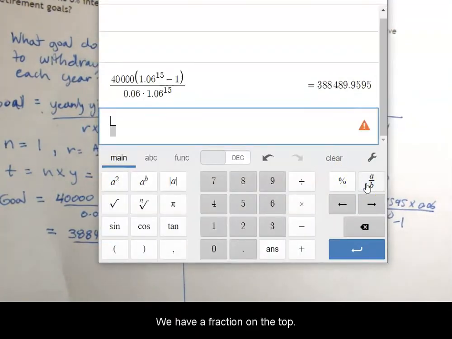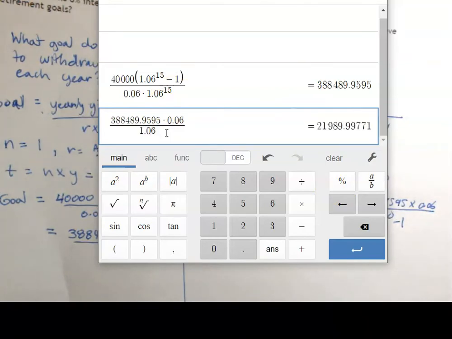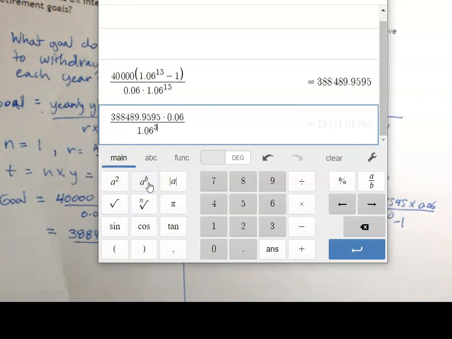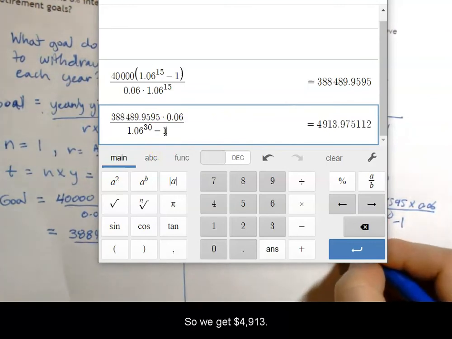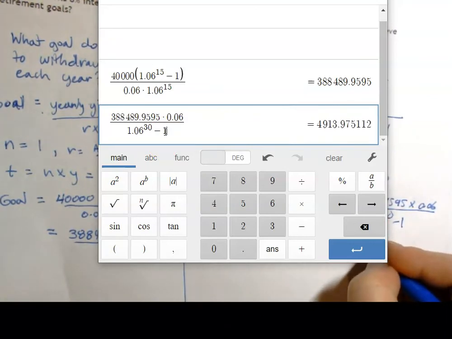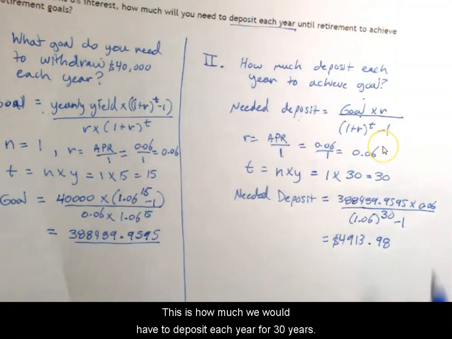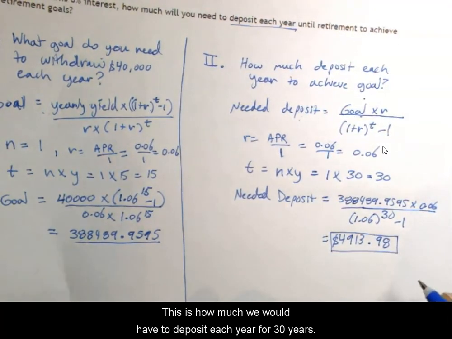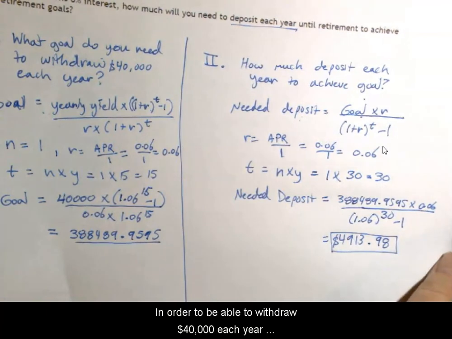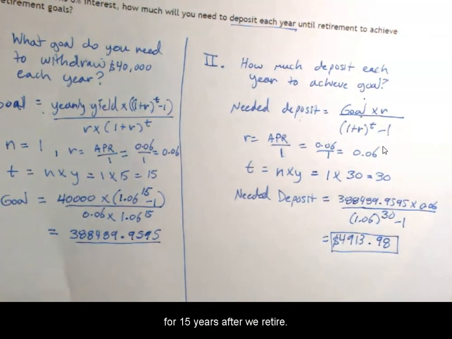We have a fraction on the top, a very large number, times 0.06, and on the bottom, 1.06 exponent 30, click outside the exponent, minus 1. So we get $4,913 and about 98 cents if we round it to the nearest cent. So this is how much we would have to deposit each year for 30 years in order to be able to withdraw $40,000 each year for 15 years after we retire.